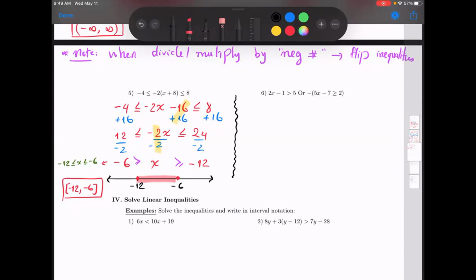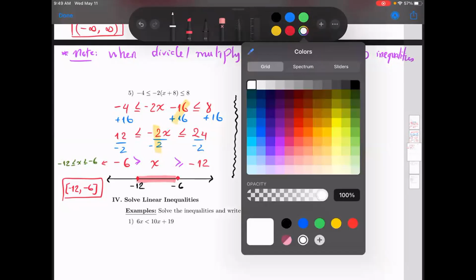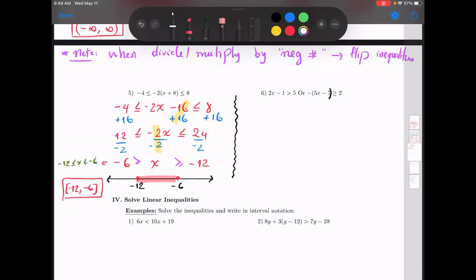By the way, the negative up to here. Okay, I'm sorry. Typo again. Try number 6.